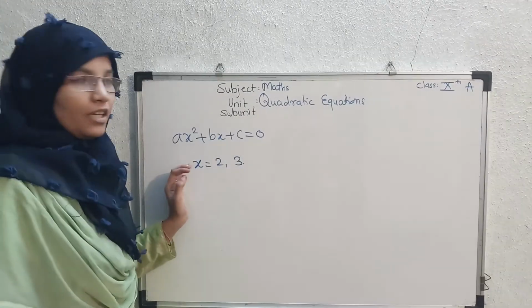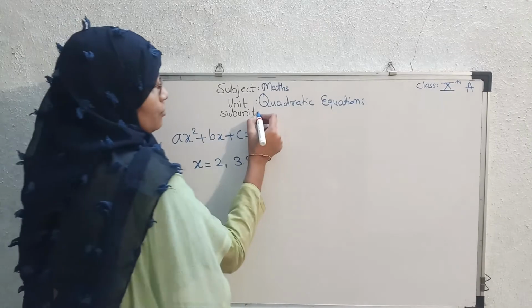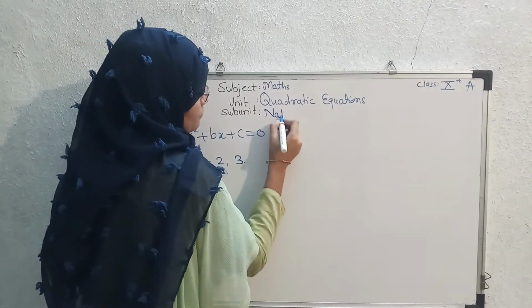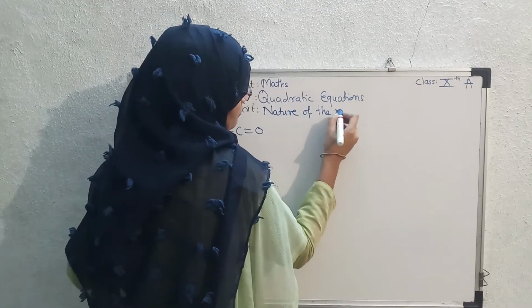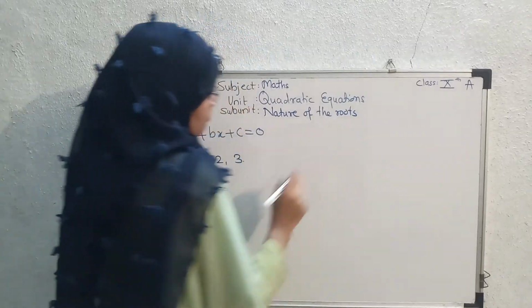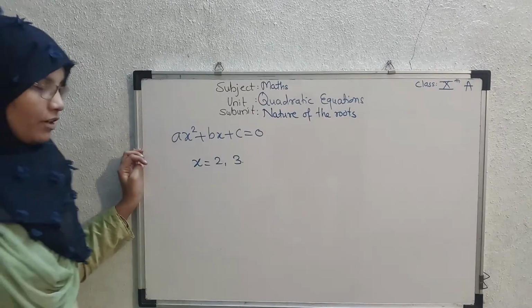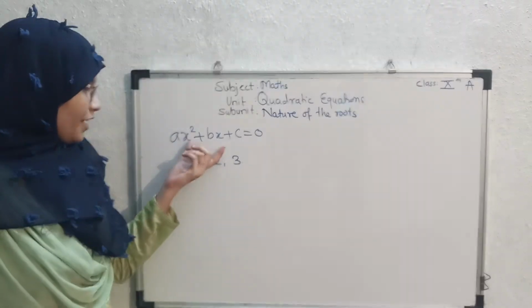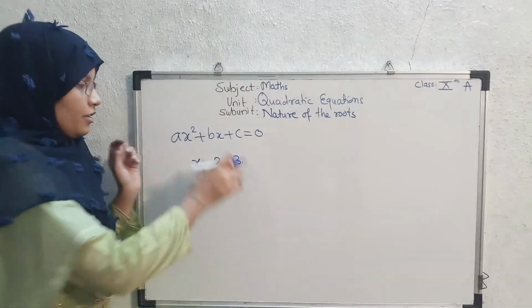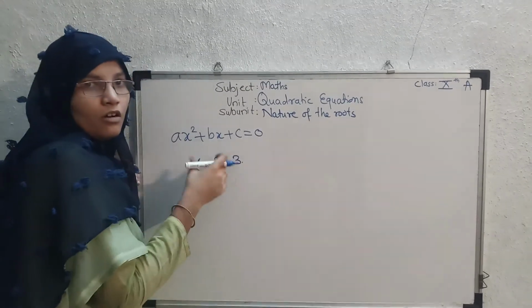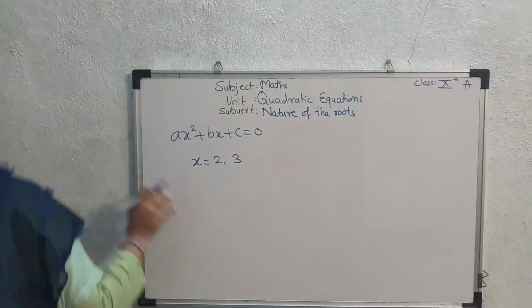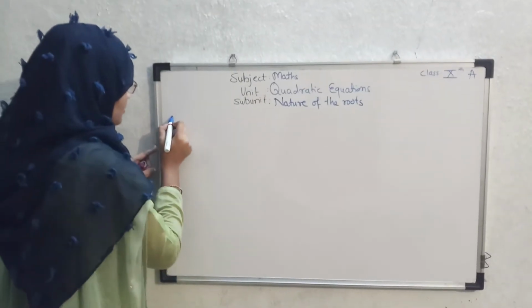Now we will see the nature of the roots. Nature of the roots means if you have any quadratic equation given, then we have to see whether its roots are real or not real. Now there are three conditions.